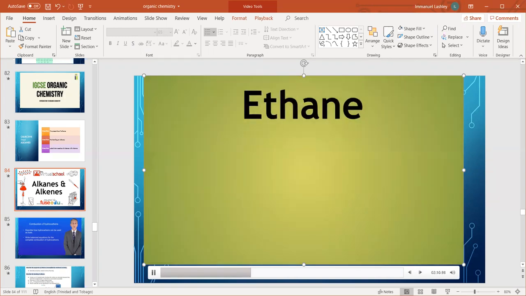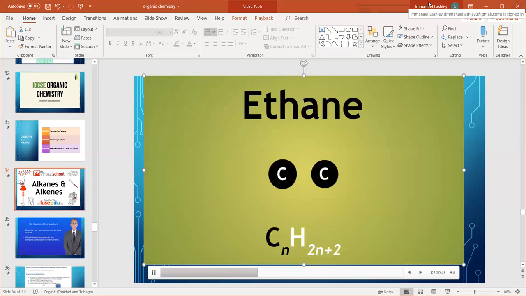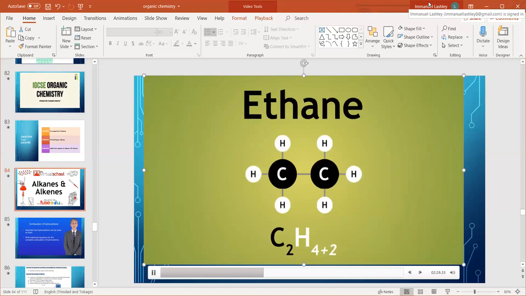Let us look again at ethane, using the formula CnH2n+2, where n represents 2 for the 2 carbon atoms in ethane. We can see that the number of hydrogens will be 2 multiplied by 2 equals 4, plus 2 equals 6, so 6 hydrogens, C2H6. Using this, we can find the molecular formula of other alkanes.